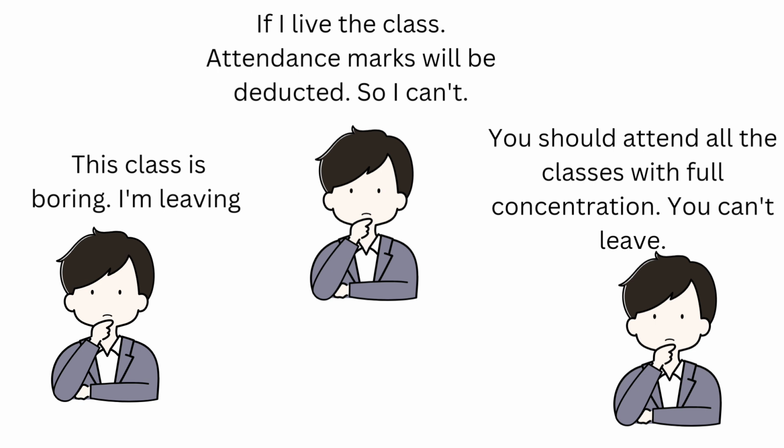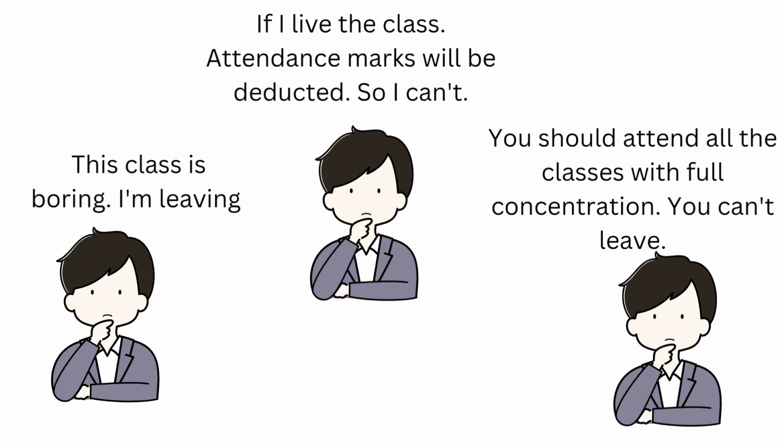And in the middle, the executive or the reality one, that is the ego, is thinking about the consequences, that if I leave the class, then the attendance marks will be deducted. So this is not good for me. So I can't leave. So basically, he determines what the consequences will be after doing it. So this is the ego, the executive or the judge, which balances between the id and the superego.